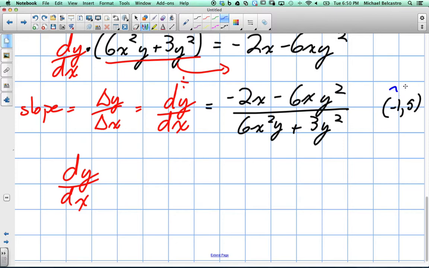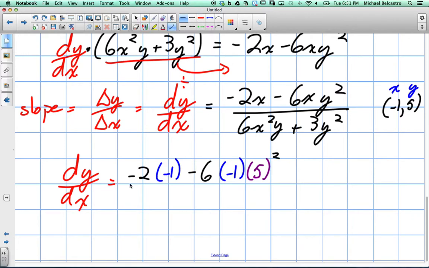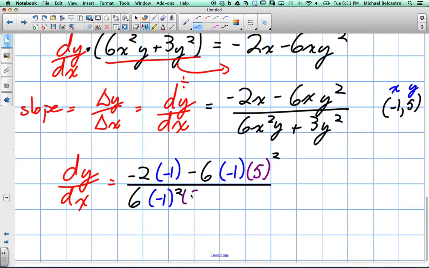Well, this is the x value and this is the y value. So we're going to plug them into this to find out a value for slope. So we get negative 2 times our x value, which is negative 1. Subtract 6 times negative 1, the y value is 5 squared, divided by 6 times the x value, negative 1, squared, times the y value, so times 5, plus 3 and then 5 squared.